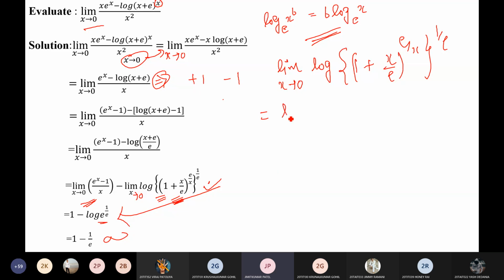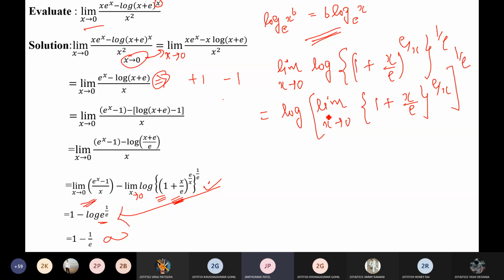Okay, so first I do the logarithm outside. That means limit x tends to 0, what I have is 1 plus x by e raised to e by x, and I put the 1 upon e on the limit x tends to 0 also. I know the formula for this limit. What is it? It is e. So e raised to 1 upon e.